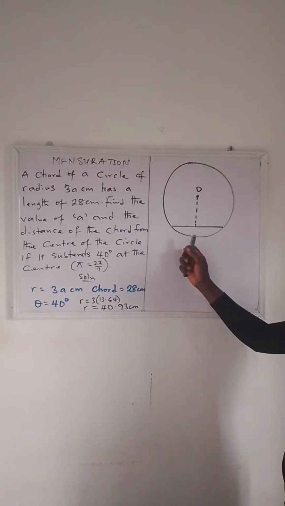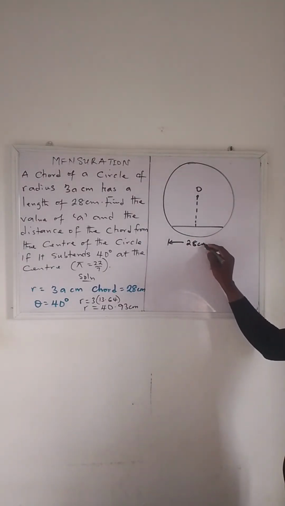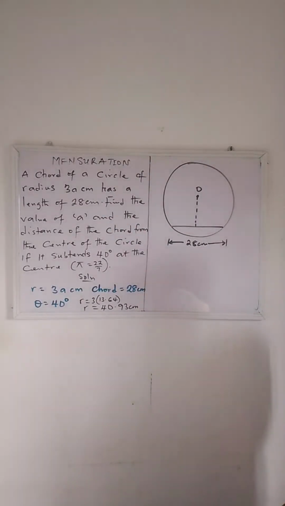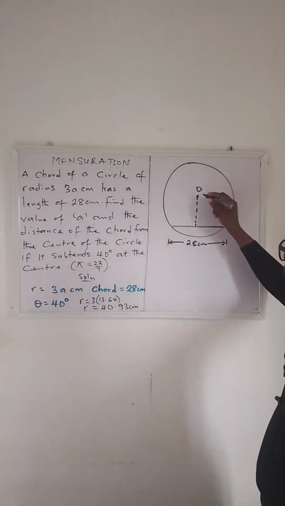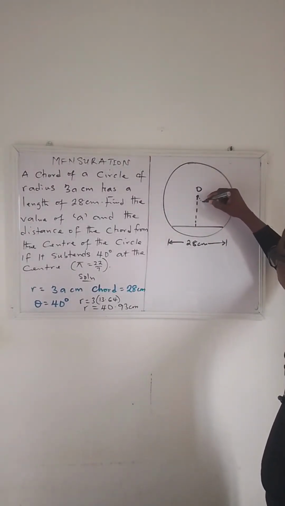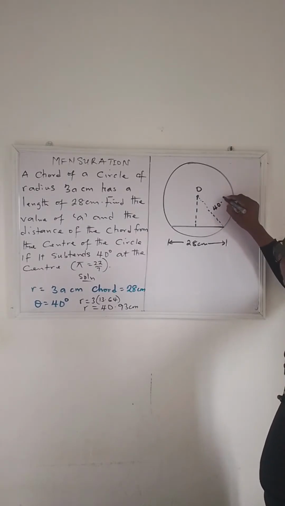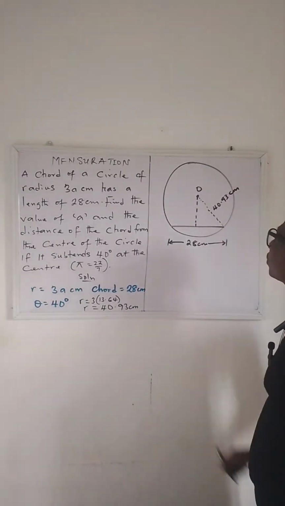Now, the length of the chord has been given. So from here to here is 28 centimeters. That has been given in the question. You can see that. All right. And the radius is also known now. So this is the radius. You can bring the radius down to this place. So the radius is 40.93 in centimeters.